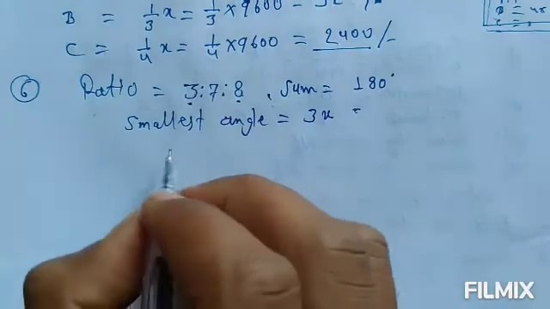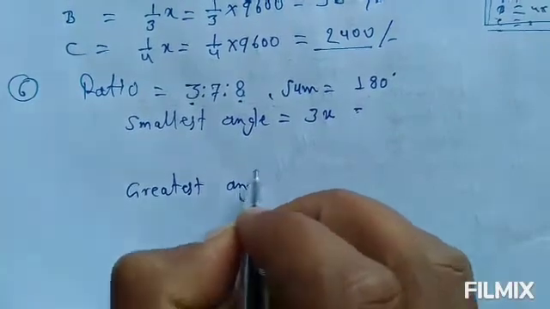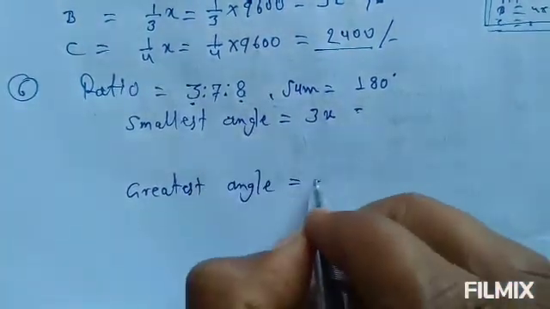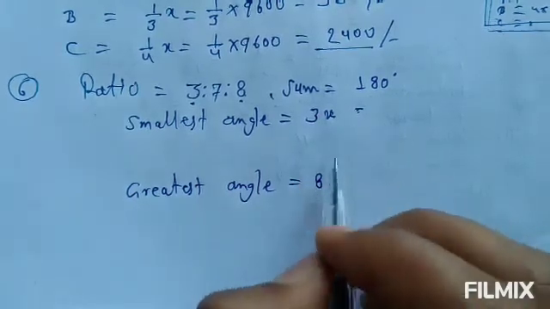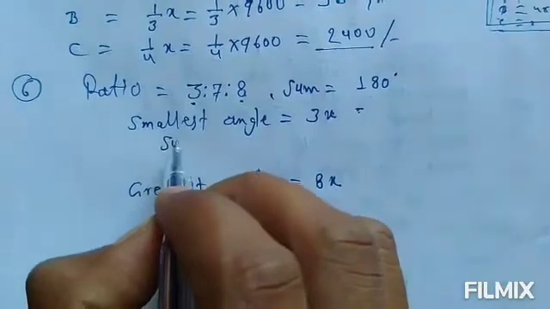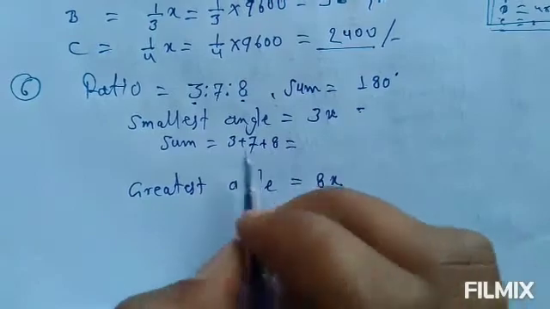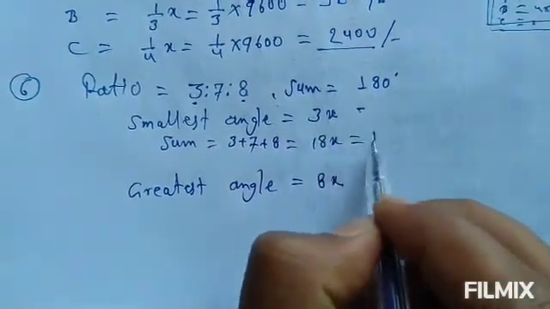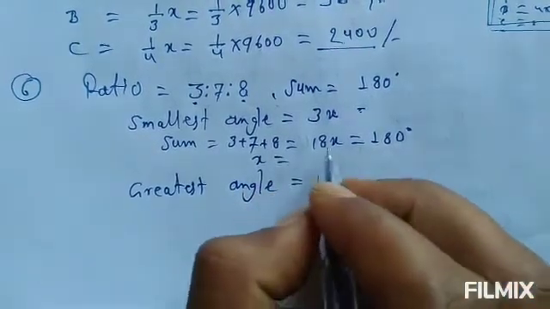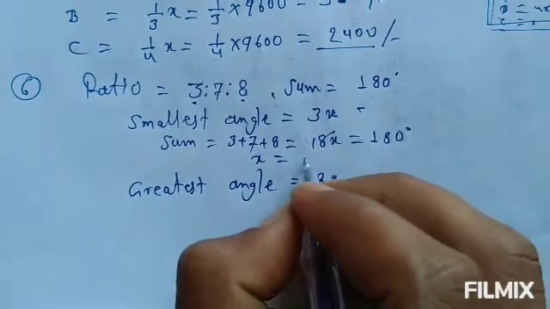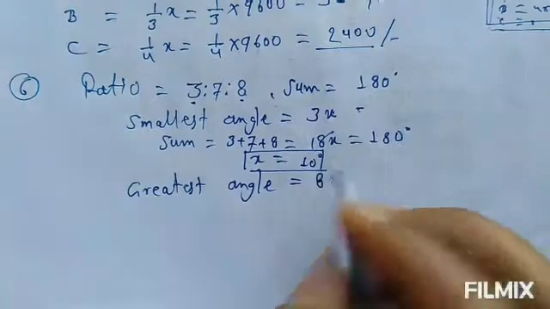Okay, the greatest angle equals 8x. Now we have to find out the value of x first. So to find the value of x, the sum is 3 plus 7 plus 8, that is 18x equals 180 degrees, means x equals 180 divided by 18, 10 degrees. This is the value of x. Use the value of x.